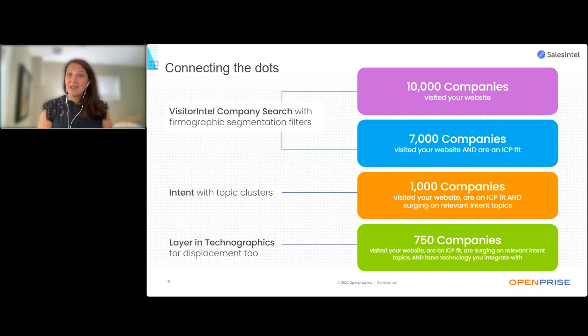In addition to that, you can layer on your technographic layer to say, are these companies using my competitor, for example? And now you have a great displacement strategy. You know they're using your competitor. They're coming to your website. They're actively searching on topics that you care about and potentially other competitors. Now you can focus on crafting a precise message to these organizations that meet all of the requirements they're actively looking for.